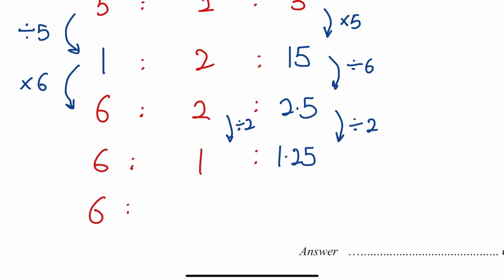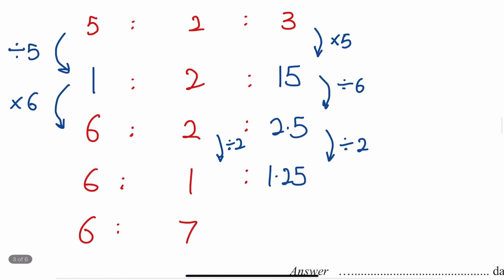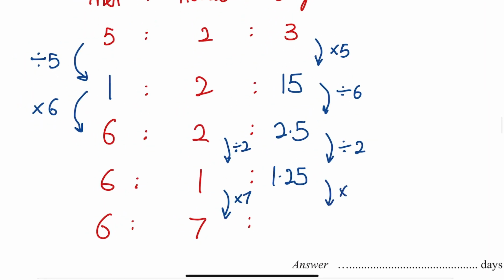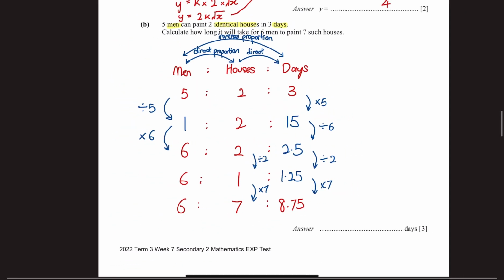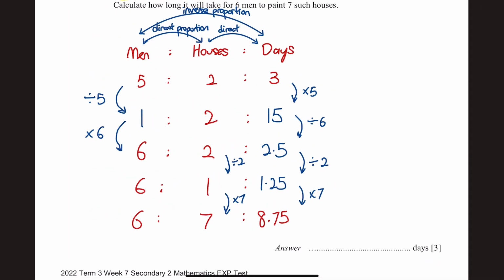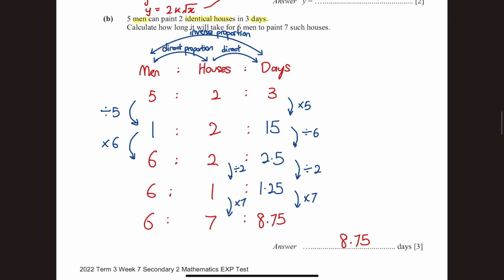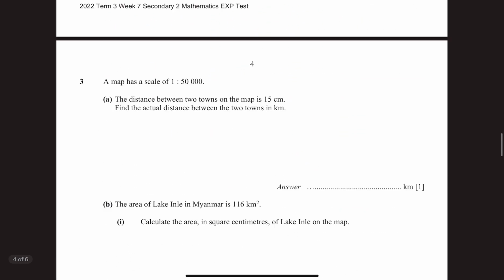In order to get 7 houses, I will now multiply my houses and days by 7. So therefore, over here, 1.25 times 7 is equal to 8.75. Okay, so therefore, answer to the question, how long will it take for 6 men to paint 7 of such houses? I will need 8.75 days. And that's the answer to this question. Okay, of course, you can also use the other method by forming the equation. Up to you. As long as you know how to identify the correct proportion and use the correct equations, those are also okay. Alright.